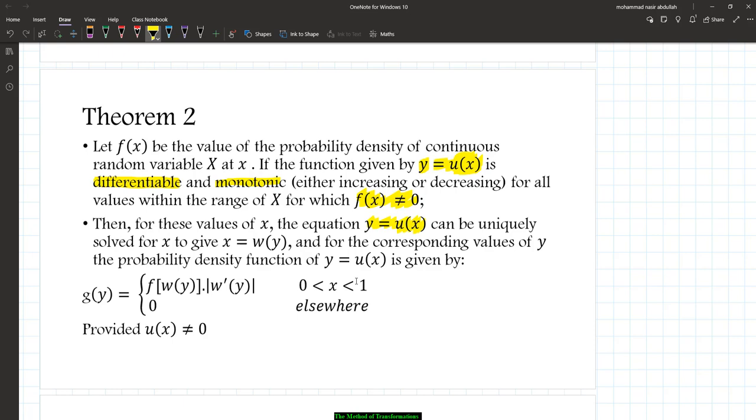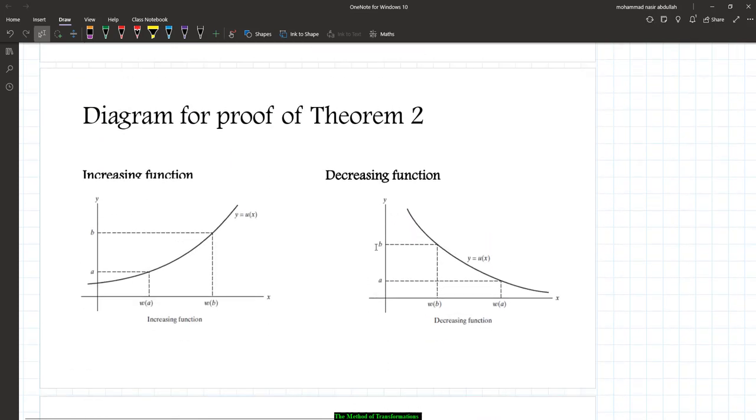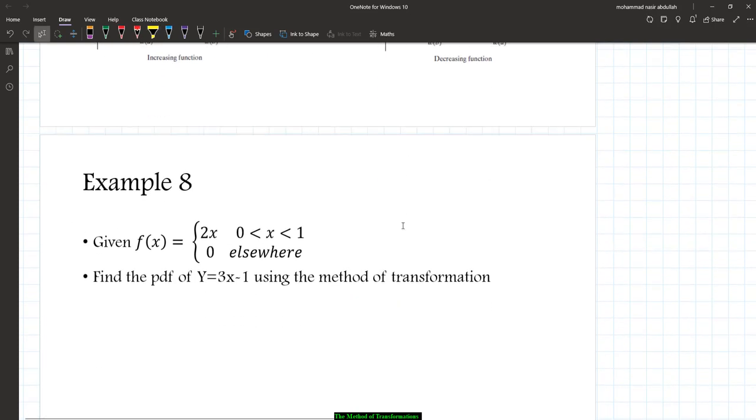given by this formula. So f(w(y)) multiplied with the absolute value of the derivative of the inverse solution of y, provided that u'(x) is not equal to 0. So this is the proof of theorem number 2, where u is an increasing function or decreasing function, so it cannot be either way.